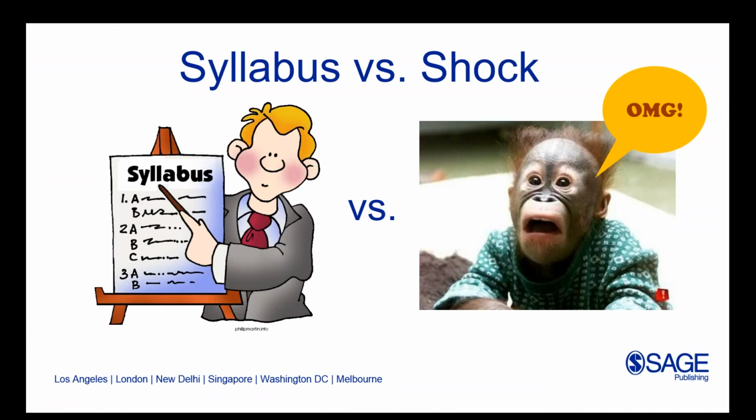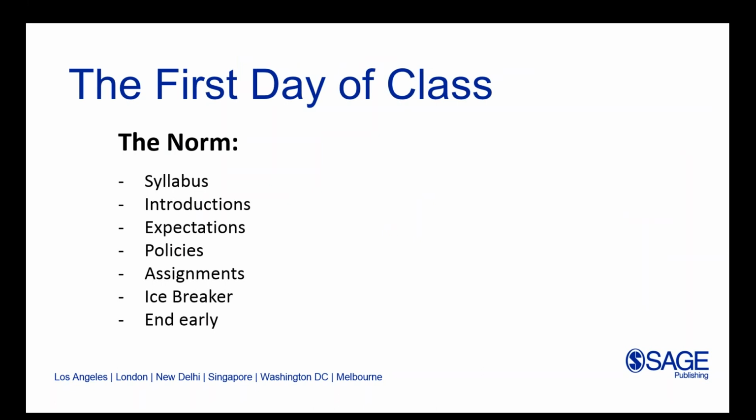So you have a choice on day one. You can, what I call syllabus versus shock. You can review the syllabus, or you can do something that the students aren't expecting. See, the norm is to do syllabus, maybe the students introducing themselves, us going over our expectations and our policies and the assignments that are in the syllabus, and doing even an icebreaker. And then some of us even end early. And even though this is the norm, think about that our students are probably taking 4, maybe 5 other classes at the same time, and they're doing the exact same thing.